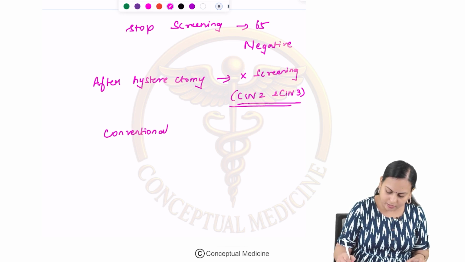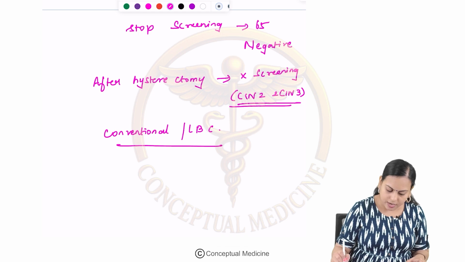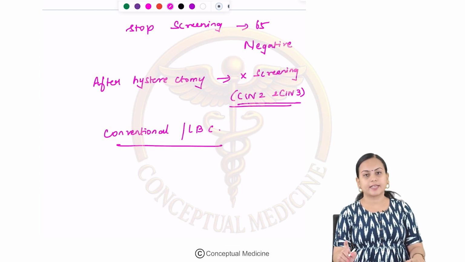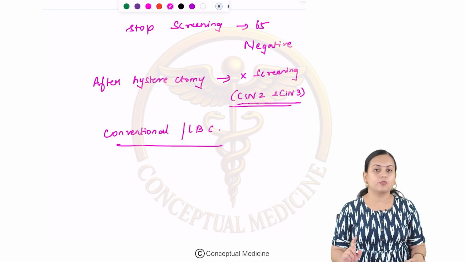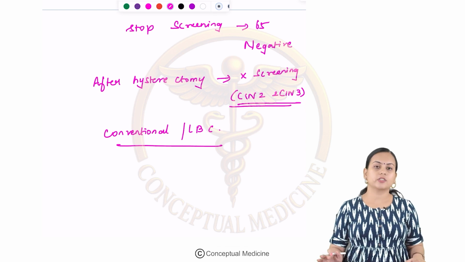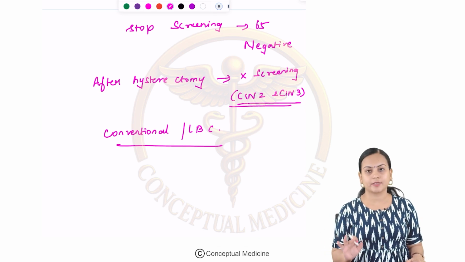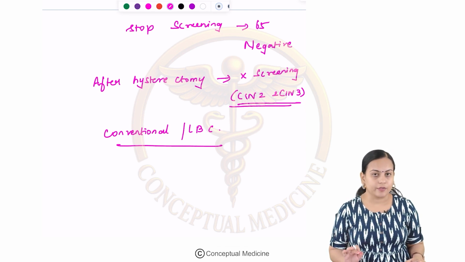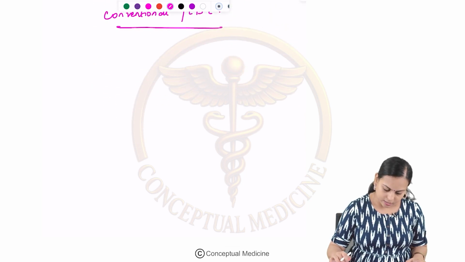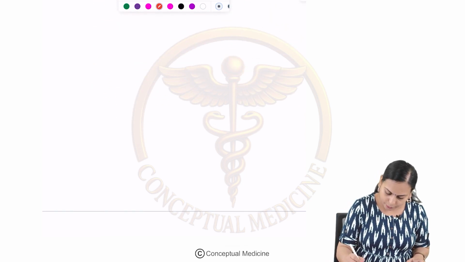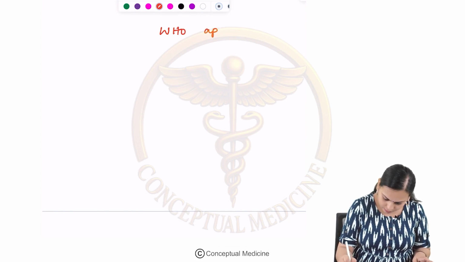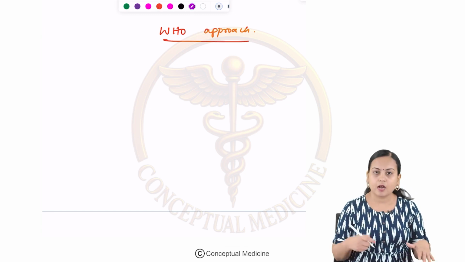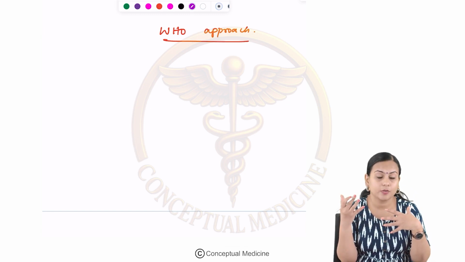For taking pap smear, either conventional or LBC can be used, and women at high risk for cervical cancer, if they have any other high risk factors, can be screened even more frequently. It is not mentioned in the guidelines how frequently we can screen, but if they have any additional risk factors, we can screen them even more frequently. Clear? Now, there is a WHO approach which speaks about the screening as well as the treatment management of these people.